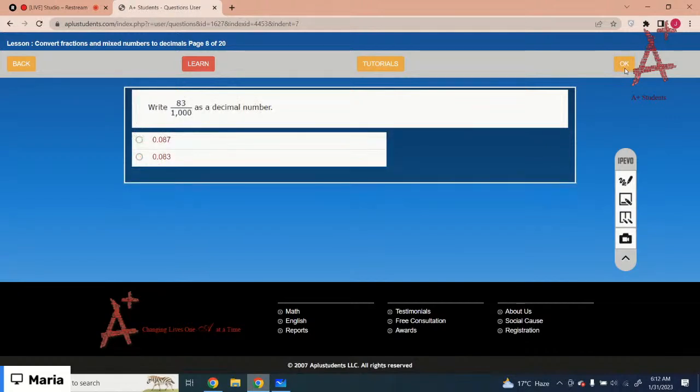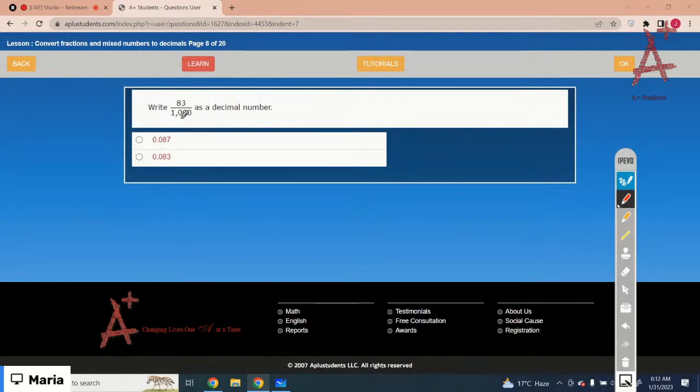The next one is write 83 divided by 1000 as a decimal number. So which is the correct option? Aretha and Amber, please write the answers. Be quick. 83 is divided by 1000. That means the answer must have three decimal places. So which is the correct option? It would be 0.083. 1, 2, 3 decimal places it is. Got it?